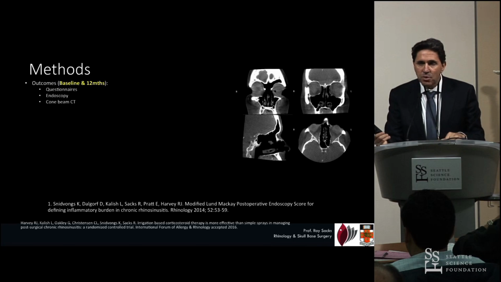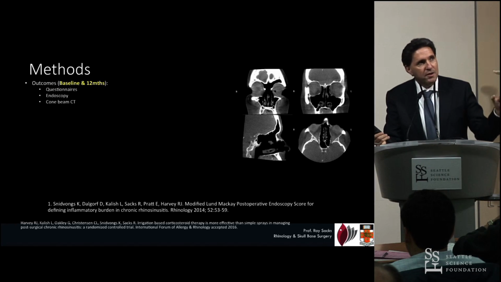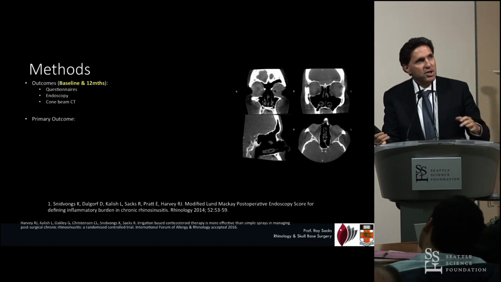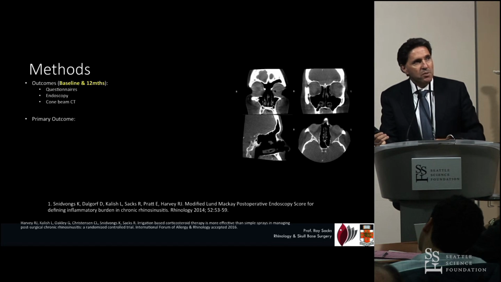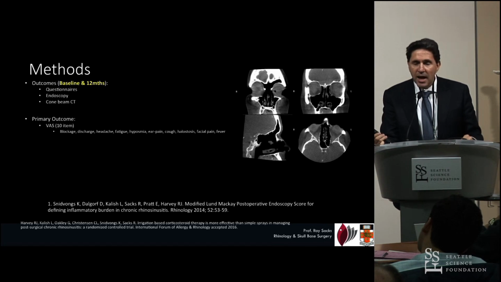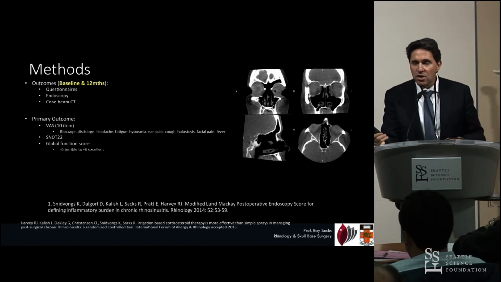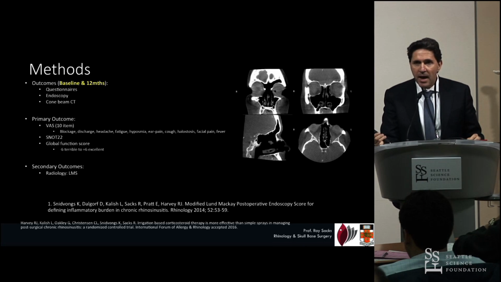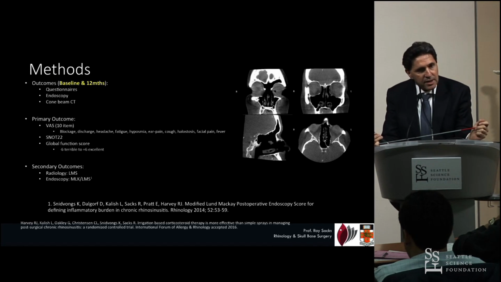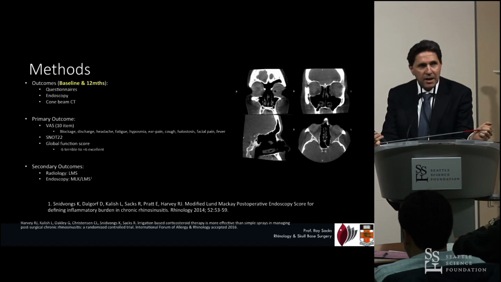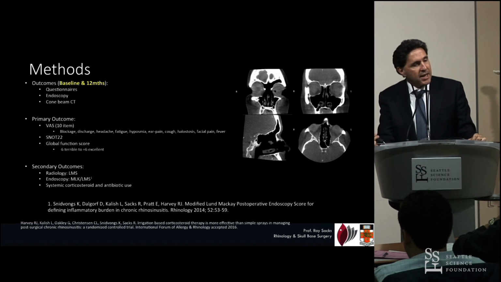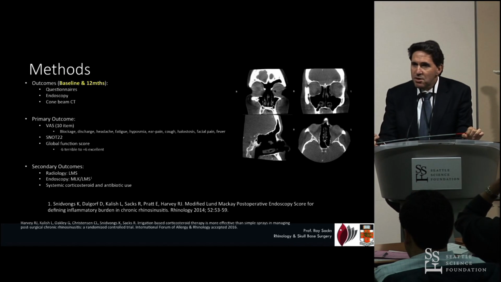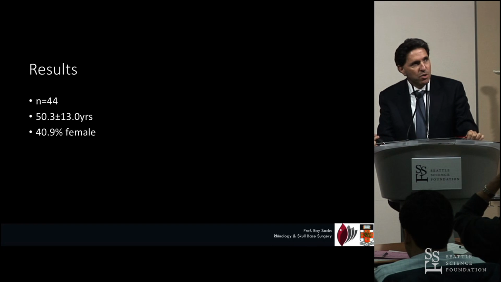And what did we look at? Well, our outcomes, we looked at a whole lot of different parameters. We did all the patient questionnaires. We did endoscopy. We did radiology. Our primary outcome was visual analog scales. We looked at 10 different items. We did SNOT-20s, global function scores, and we looked at a couple of secondary outcomes as well. We looked at the Lund-Mackay score. We looked at endoscopic scores, and we looked at the amount of systemic steroid and antibiotic use that they did over the 12 months.